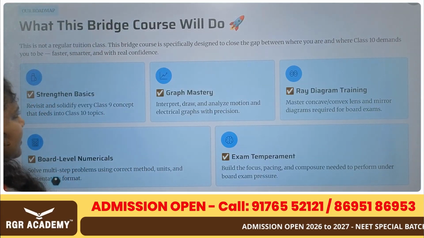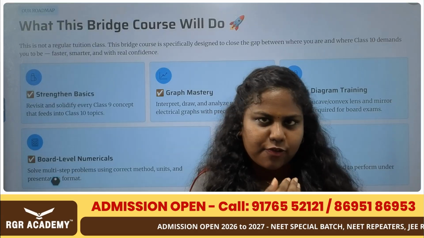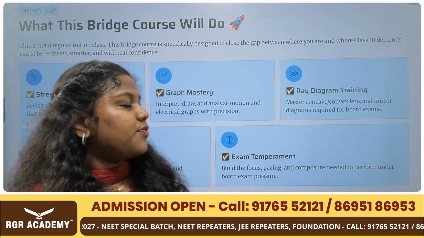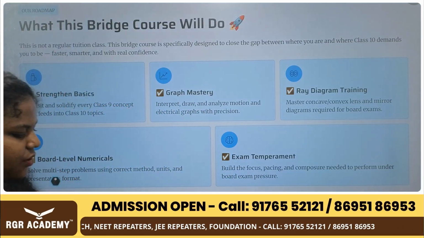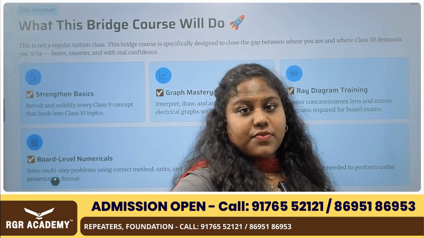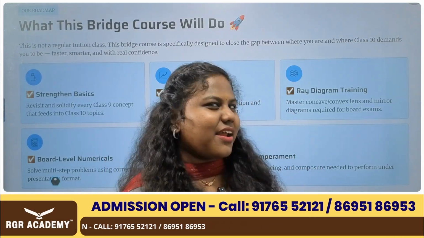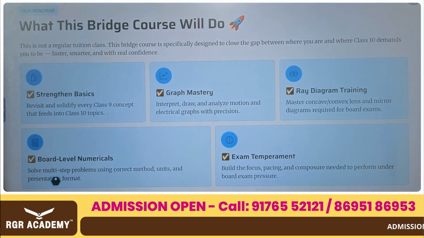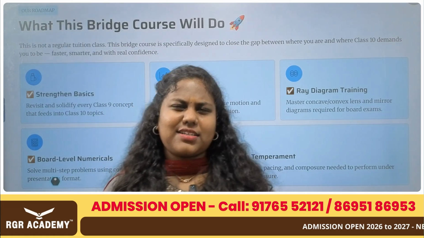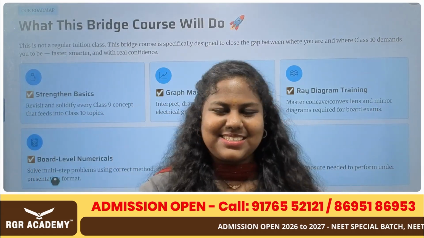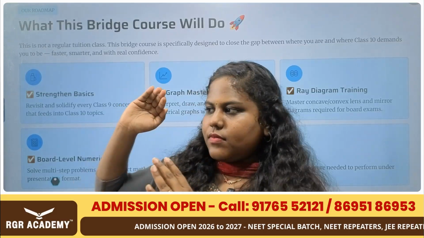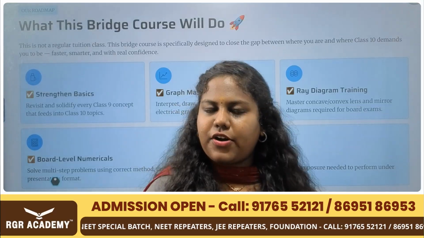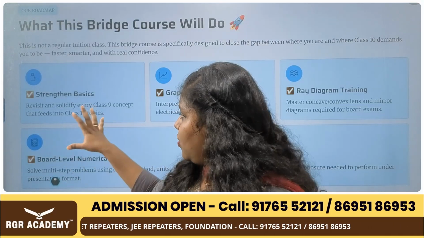And in this bridge course, followed by your foundation class also, for the students who are from 9th to 10th, we are going to cover how, first, we strengthen our basics, right? Then we will see how graphs are related to ray diagrams and how to draw a ray diagram, and finally numericals and how to prepare for your exam. These are things we have discussed from the beginning. The ray diagram part and all these things will be covered in your 10th foundation part, and in the bridge course, we are going to strengthen our basics.